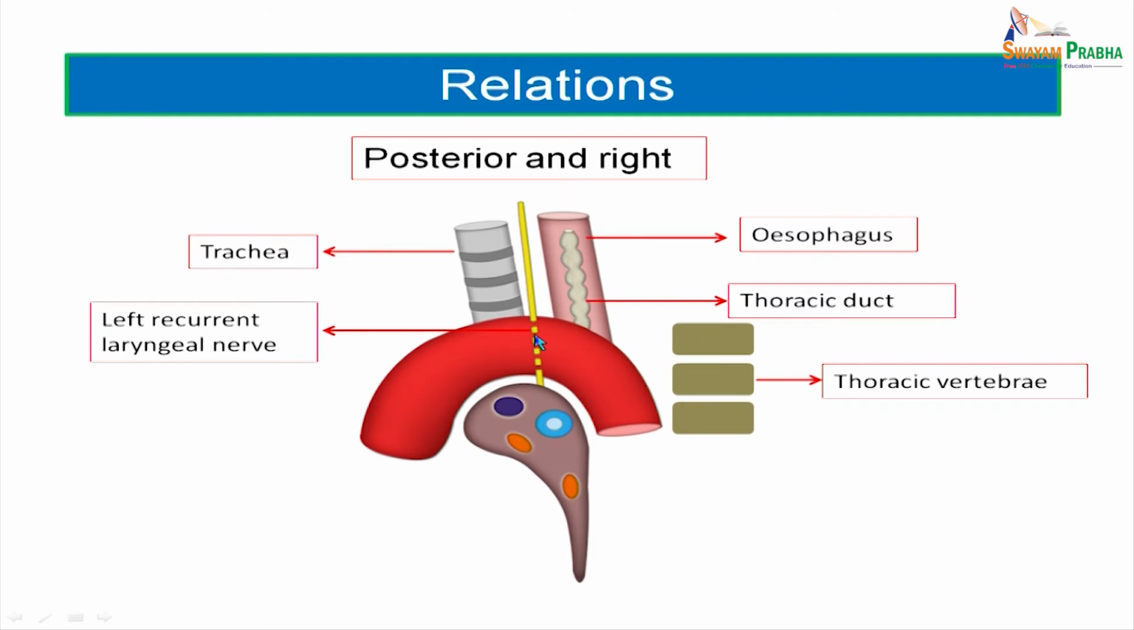So, to repeat, on the posterior aspect there are two tubes, trachea, esophagus, the lymphatic channel, that is the thoracic duct, the thoracic vertebrae, the left recurrent laryngeal nerve and the situation of the deep cardiac plexus, which cannot be shown in this particular picture.